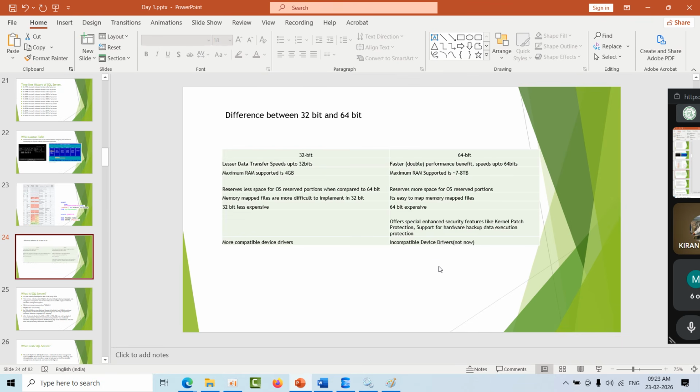And why? Because from SQL Server 2016 onwards, there is no concept of 32-bit. Microsoft removed the 32-bit version of SQL Server. So compatible device drivers, that is not now, it's the olden days. In the interview they might ask you what is a 32-bit and 64-bit operating system. It's a small level 1 interview question.